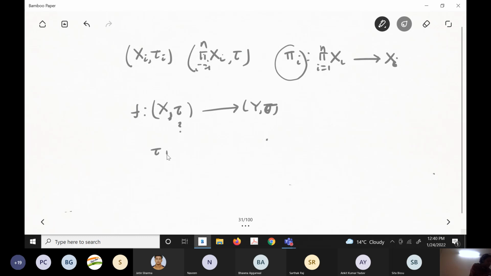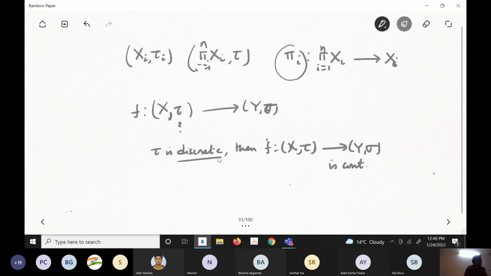If tau is discrete, then for any f, no matter what your sigma is, this is continuous. But that is the largest topology. So what should be a natural question? Does there exist a smallest topology such that this is continuous?